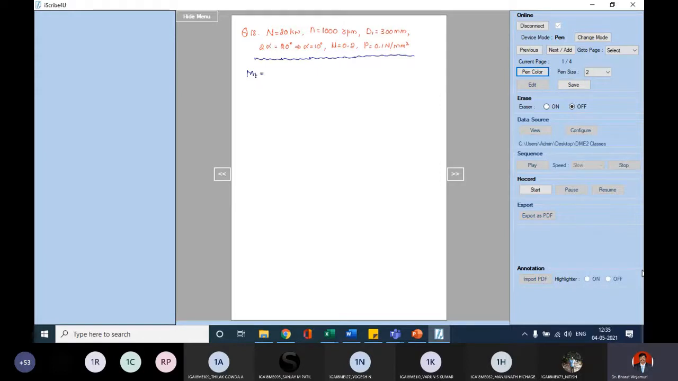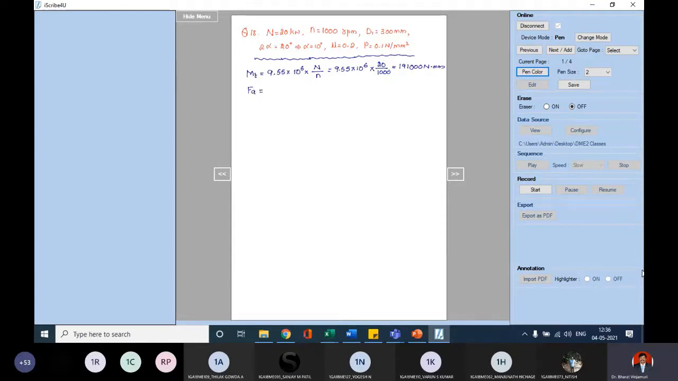MT is equal to 9.55 into 10 power 6 into capital N by small n. So how much? Capital N is 191,000 Newton mm. Okay, MT is done. Then I'll go for Fa.